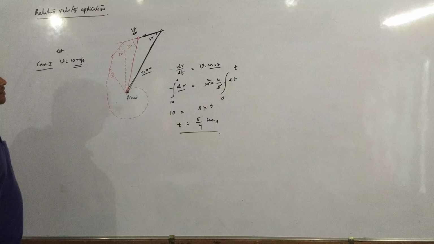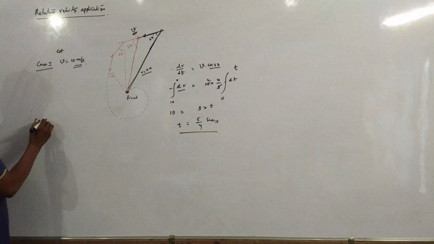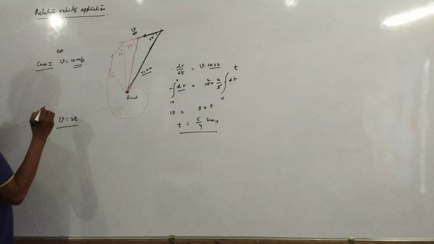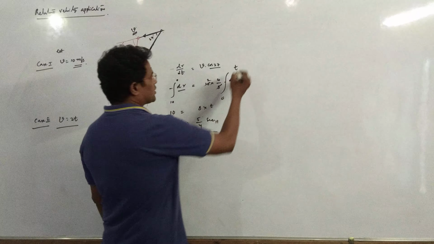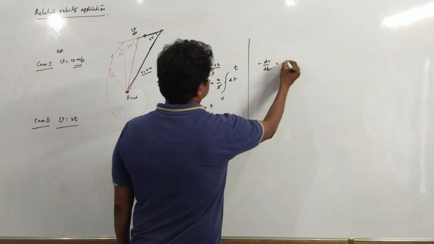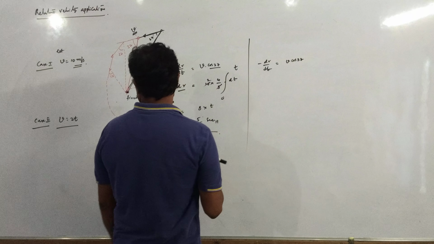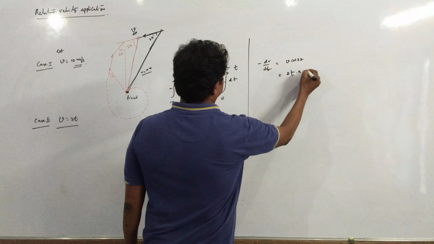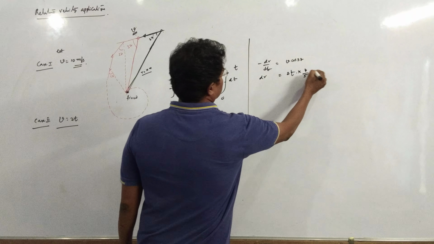Suppose I take a variable velocity, where the velocity is a function of time. This is case 2. If I consider the velocity equal to a time function, how do we find the time taken? This minus dr by dt can be taken as V cos 37. Here V I am taking as 2t, times 4 by 5, equals dr by dt.